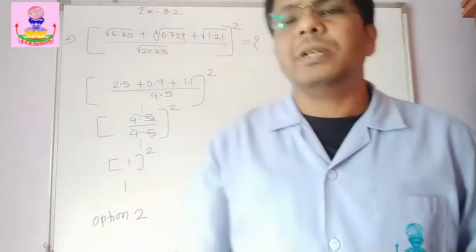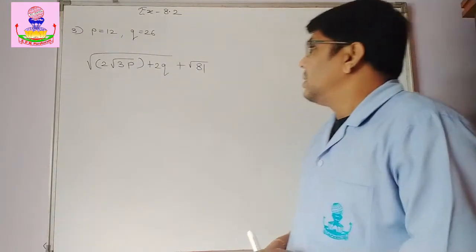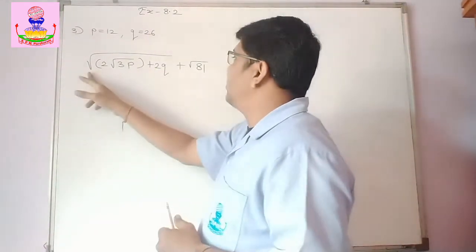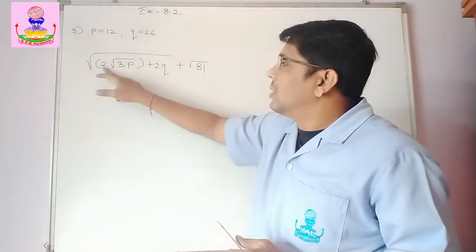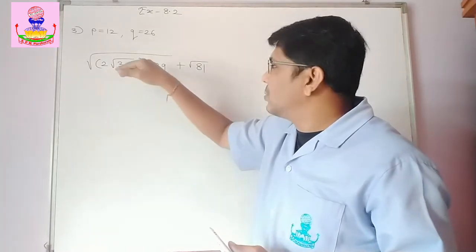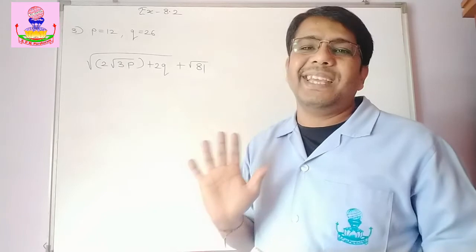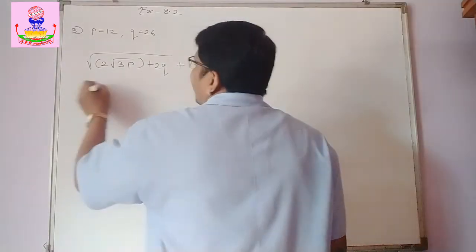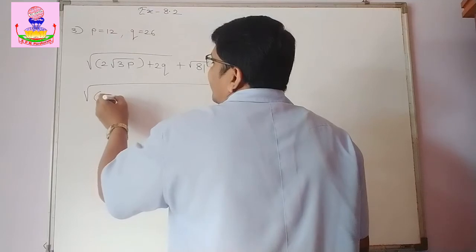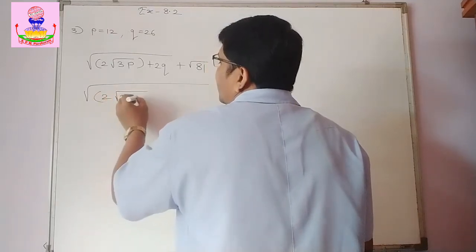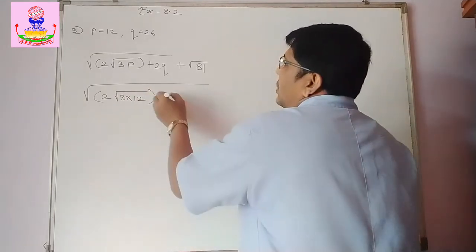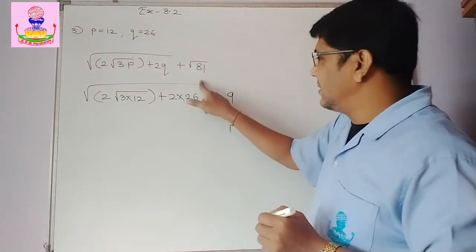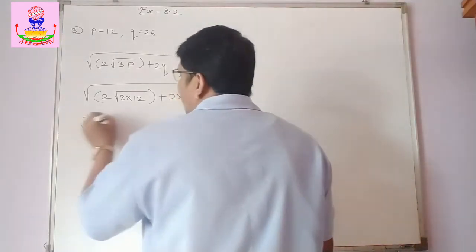Okay, so let's move to the next example, the third example. Now see here, the value of P is 12, the value of Q is 26, and you have to find the square root of 2 into square root of 3P plus 2Q, plus square root of 81. So what do you do? Substitute the values of P and Q. Then it becomes easy. So 2 into square root of 3 into P, that is 12, bracket closed, plus 2 into Q, that is 26. Plus square root of 81 is 9, that is outside this side.